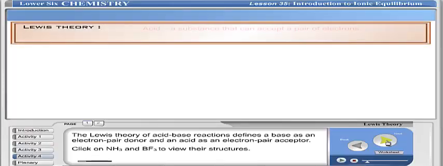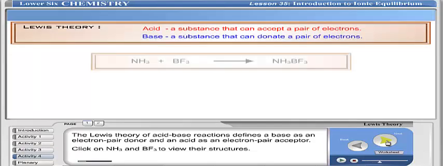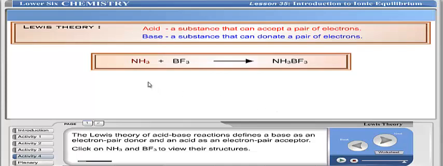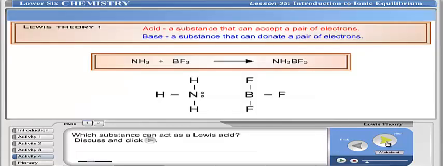The Lewis theory of acid-base reactions defines a base as an electron pair donor and an acid as an electron pair acceptor. Click on NH3 and BF3 to view their structure. Which substance can act as a Lewis acid? Discuss and click Next.